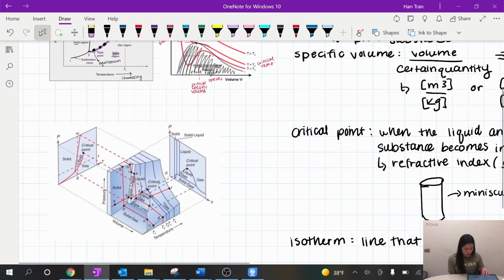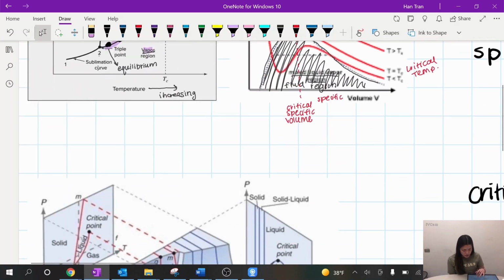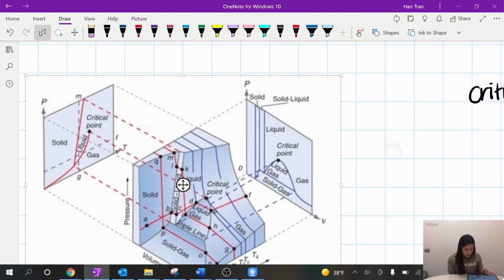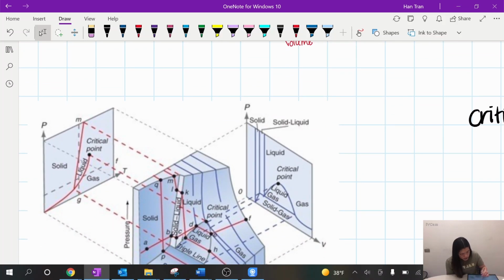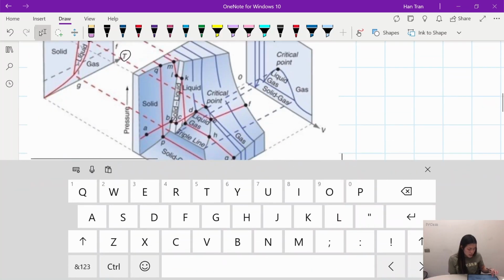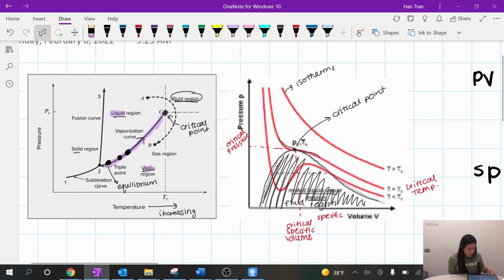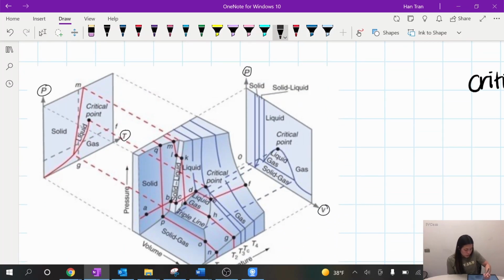Now if we move on down here, this looks like a lot, but it's more of just what we've been talking about. If we look at the diagram on the left, we can see that they are the same. It is the same temperature on the x-axis, pressure on the y-axis, and if we take a look over here, we can see that it is the same as the graph on the right. It is volume on the x-axis and pressure on the y-axis.